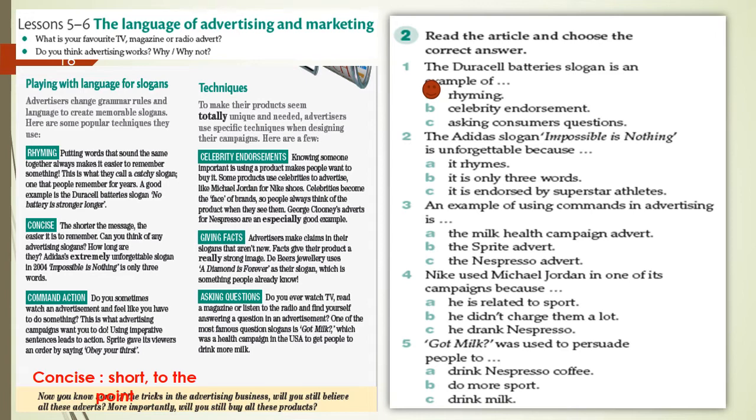The Adidas slogan, Impossible is nothing, is unforgettable. Why? What's the reason? Because it's only 3 words, yes. 3. An example of using commands in advertising is the Sprite advert. Sprite advert means Obey your thirst. This is command. 4. Nike used Michael Jordan in one of its campaigns because he is related to sport. Exactly. Got milk was used to persuade people to drink milk.